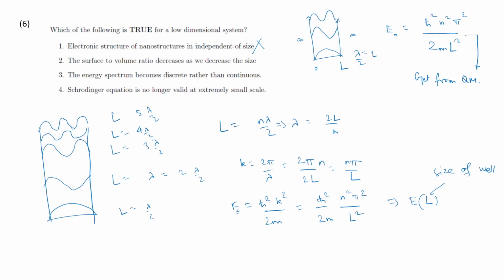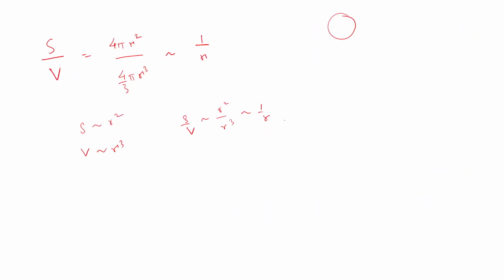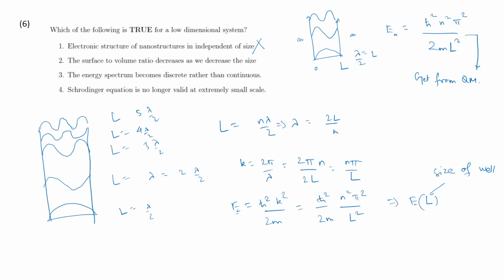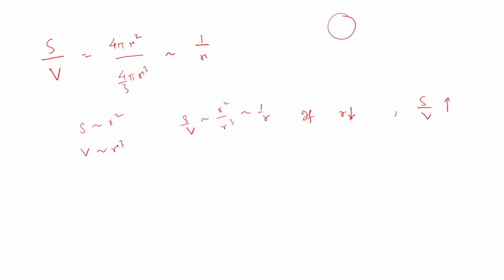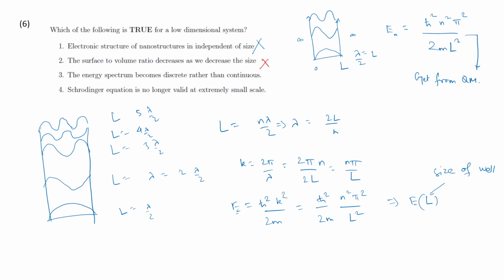So what it is saying is, as we decrease the size, if r is decreased, then S by V should increase, because it is inversely proportional to r. So the statement says the surface to volume ratio decreases as we decrease the size. This thing is wrong, because it should actually increase. The question is saying that it is decreasing, so it is wrong.